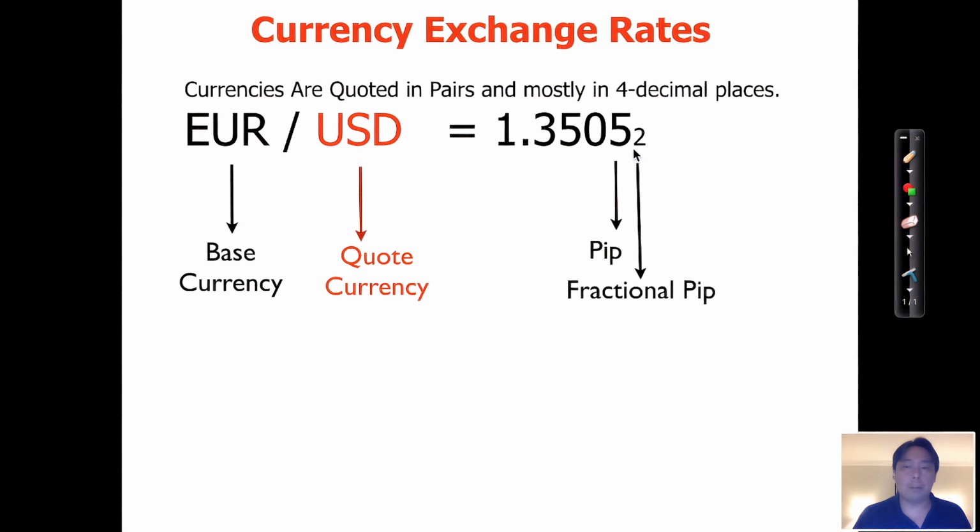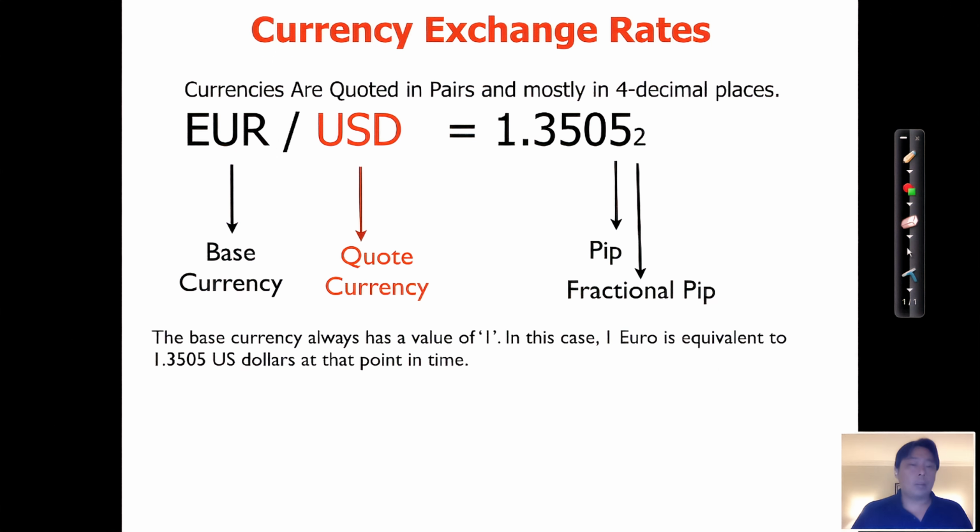Like I mentioned, it's a fractional pip, so we're not going to worry about that. We're going to look at the pip, okay? Like I said, the base currency always has a value of 1. So in this case, euro, we're saying 1 euro is equivalent to 1.3505 US dollars at this particular point in time.